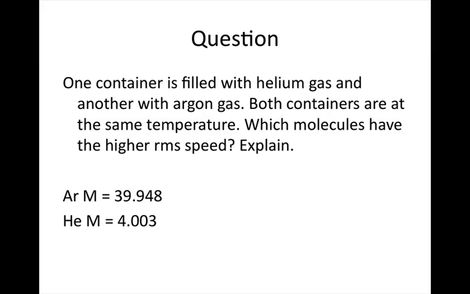So quickly, just a question. One container is filled with helium gas and another with argon gas. Both containers are at the same temperature. Which molecules have the higher RMS speed? Explain. If they're at the same temperature, we know that they have the same average kinetic energy. Now, since the helium atoms have a much lower mass than the argon atoms, the helium atoms must be moving much more quickly to have the same kinetic energy. So the helium atoms have the higher RMS speed.